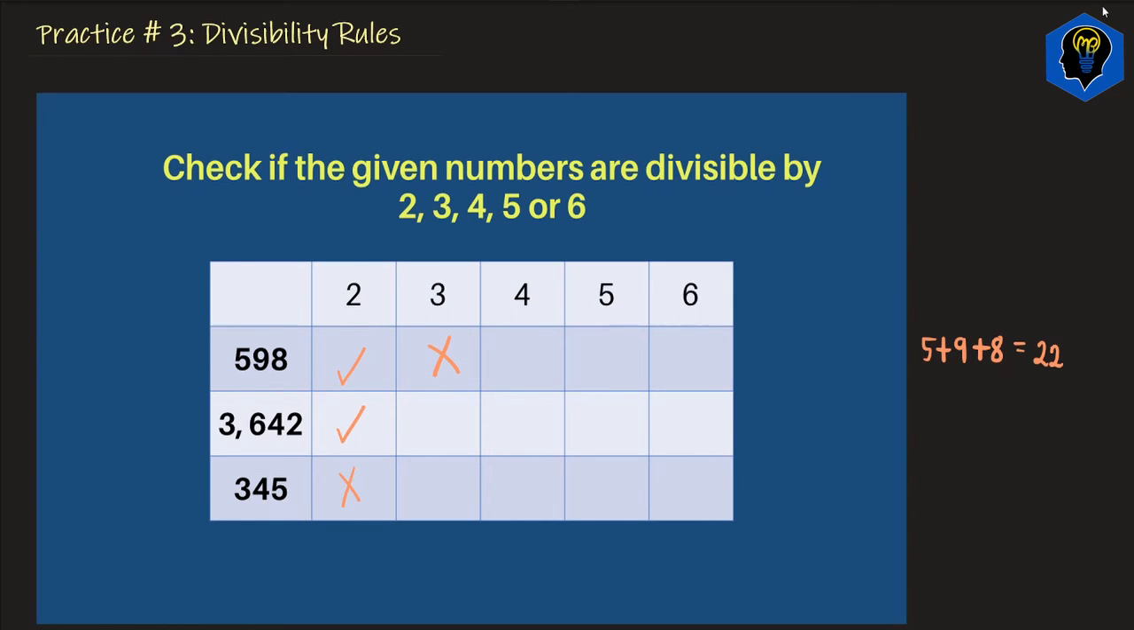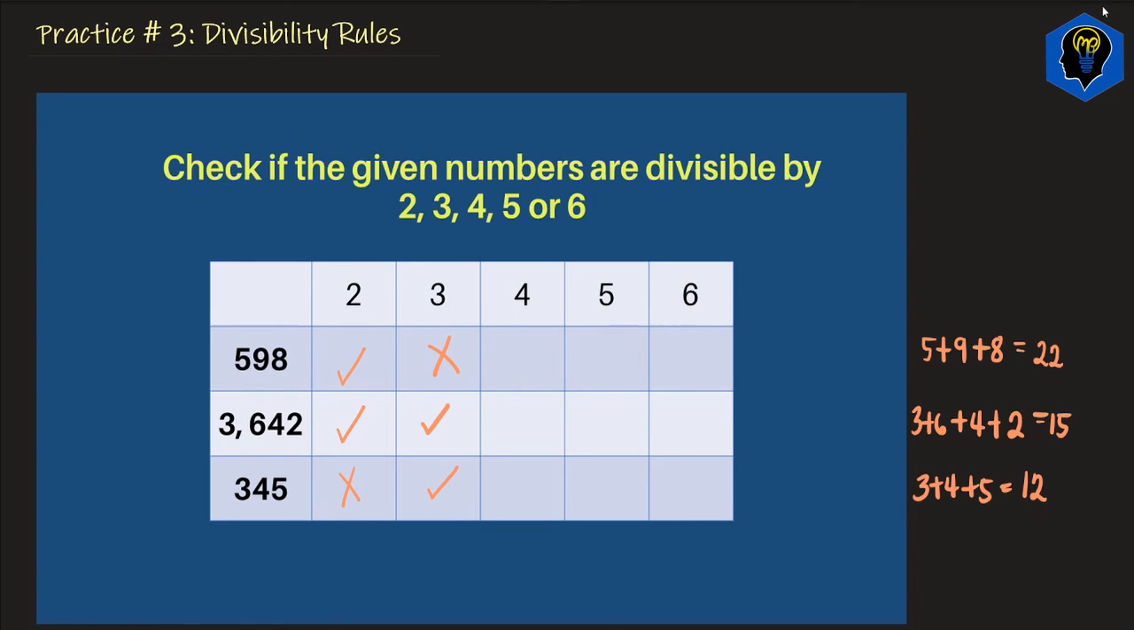The next one is 3 plus 6 plus 4 plus 2. So that is 9 plus 4 is 13 plus 2 is 15. 15 is divisible by 3. Therefore, it's also divisible by 3. And the last one is 3 plus 4 plus 5. So that would be 12. Therefore, that 12 is divisible by 3. Therefore, 345 is also divisible by 3.